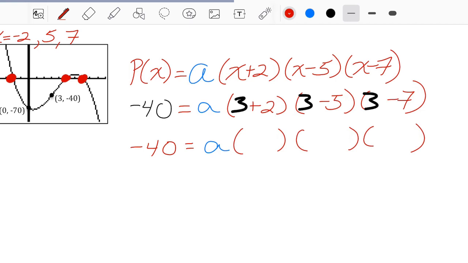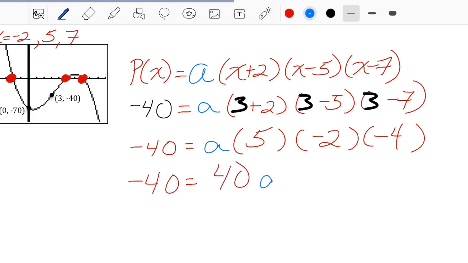Keep in mind that the goal here is to solve for a. So you're kind of working out the equation. You're doing all these little parentheses. You're solving the equation. So I really want to figure out what 5, -2, and -4 equals. And that all shakes out to be 40. 40a. So how about we write it that way? We'll write 40a, which means a equals -1. A equals -1. Okay?